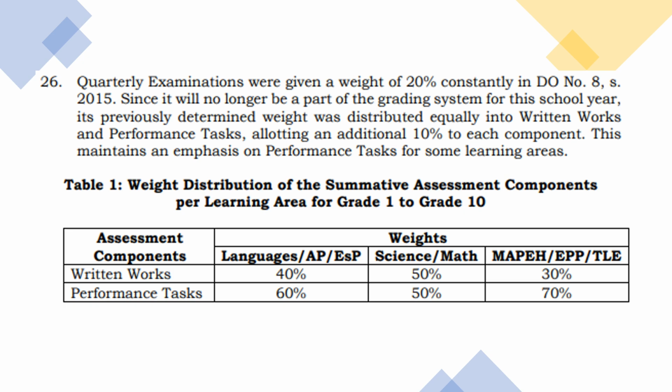Now for the different subject areas and their weight distribution along the different summative assessment components. For languages, AP, and ESP, under written works, it is 40%. Under performance tasks, it is 60%. For science and math, written works is 50%. Performance tasks is 50%. For MAPEH, EPP, and TLE, under written works, it is 30%. And under performance tasks, it is 70%.